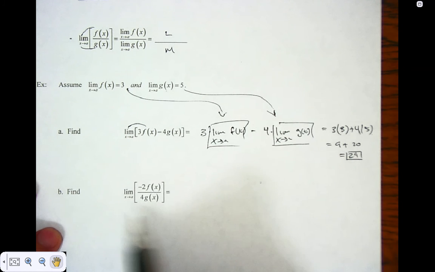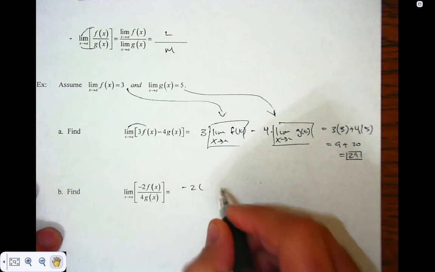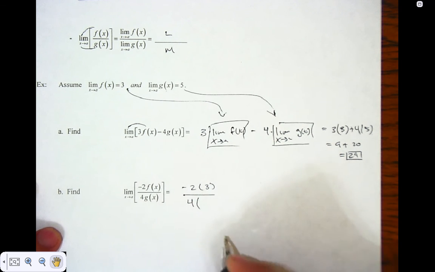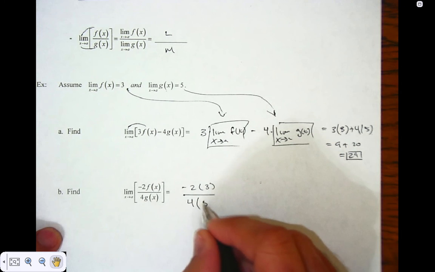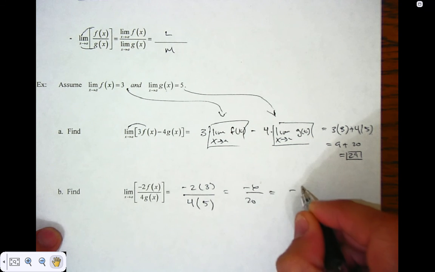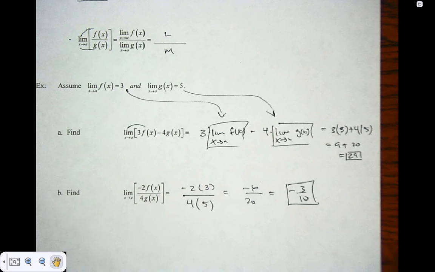Okay, I'm not going to rewrite all this. It's just too easy. It's negative 2 times the limit as x gets close to a of the f function, which again is 3, divided by 4 times the limit of the g function, which we said was 5, for a final answer of negative 6 over 20, or negative 3/10 for your final answer. Okay, all right, notes 1.2, part 2, done.